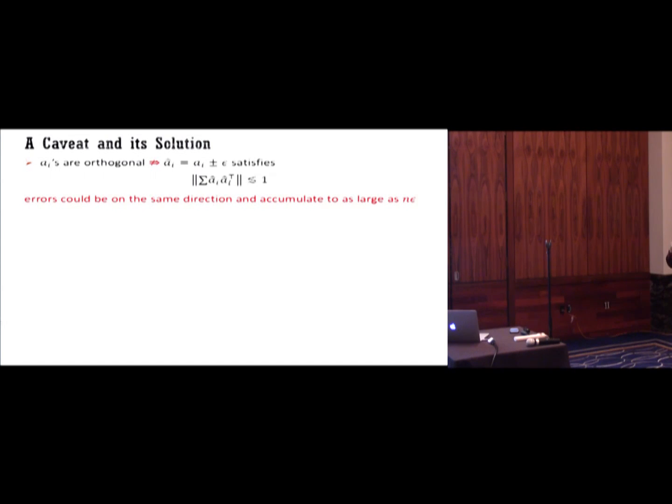The reason is that all these errors could accumulate in the same direction, so that they are as large as n to the epsilon. So this is a worst case scenario, when you have all these orthogonal vectors and you perturb all of them in the same direction, these red arrows, and the spectral norm of the ai hat is no longer bounded by any constant.